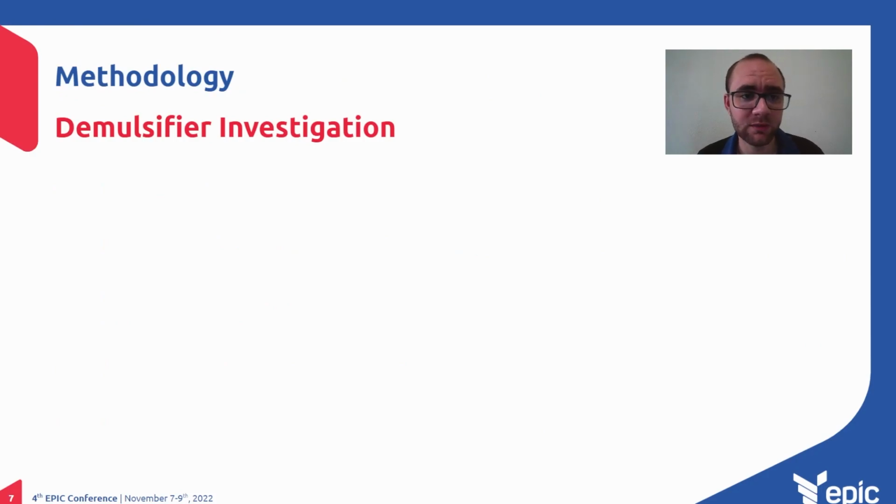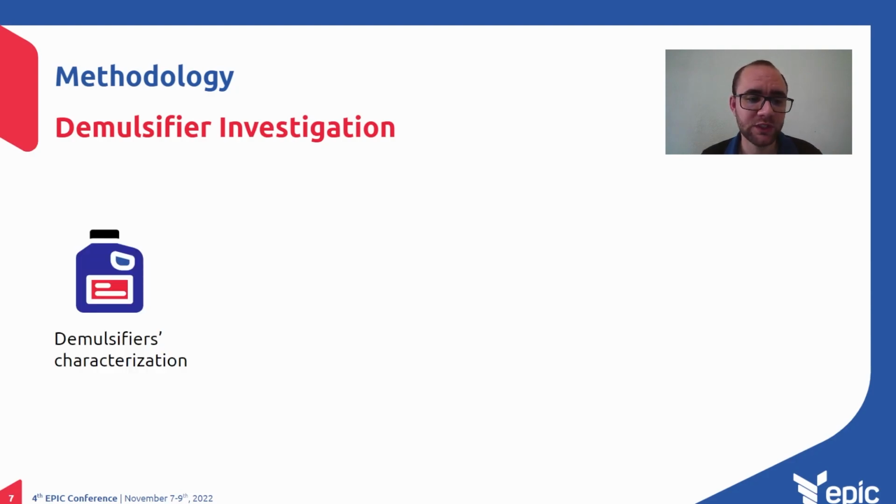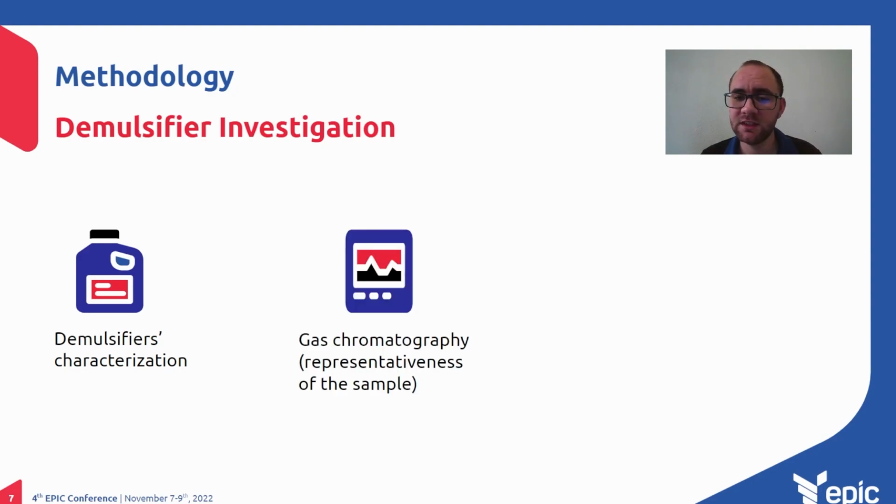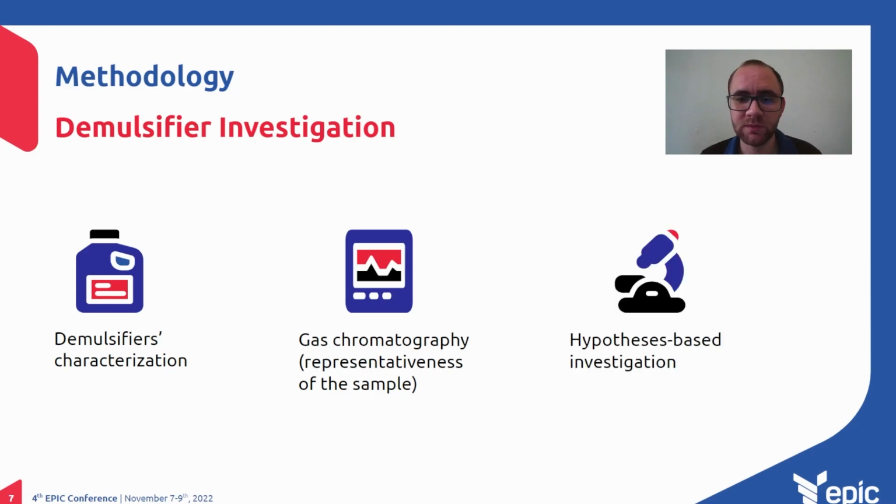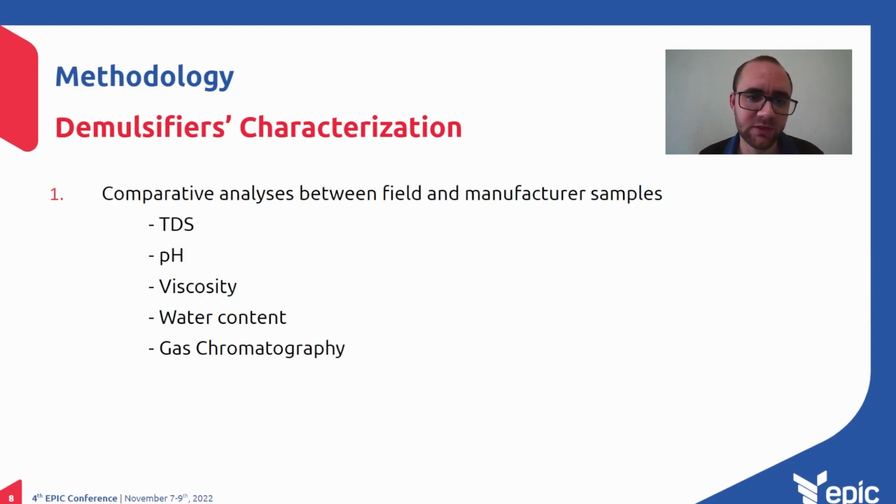For that, we have a methodology. In investigating the demulsifier, we have two samples. One sample came from the manufacturer, and the second one came from the oil field. So first, we need to characterize the samples. Then we made a GC to know if the demulsifier that came from the oil field is the same as the one from the manufacturer. And then we test the hypotheses. For the characterization, we made some analyses like TDS, pH, viscosity, water content, and gas chromatography.